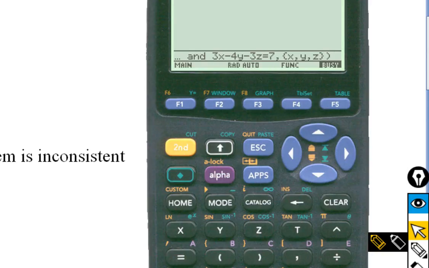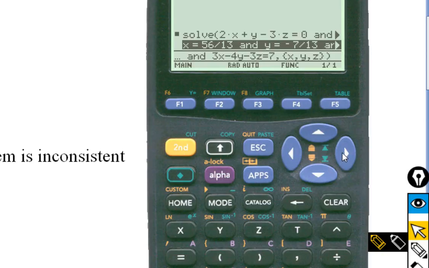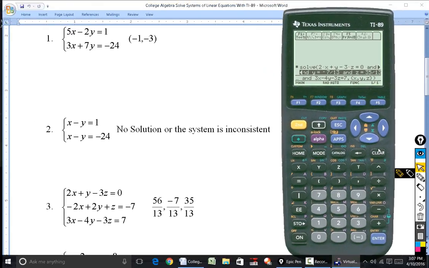So we get x equal to 56 over 13. Y is equal to negative 7 over 13. So again, to see the other part of the solution, scroll up and then to the right. z is 35 over 13. Okay, and that's your solution. Okay, go to the next one.